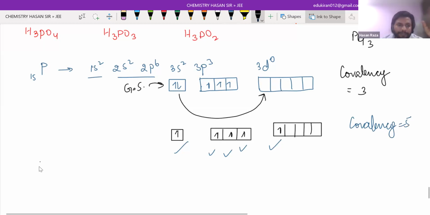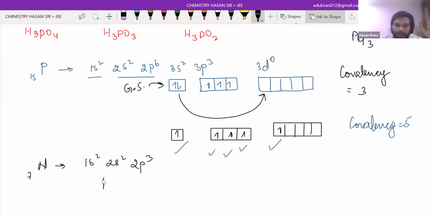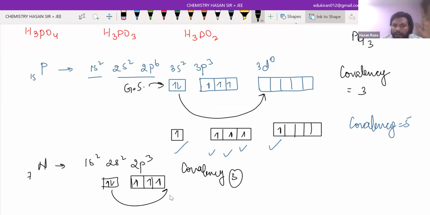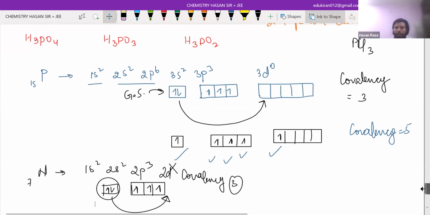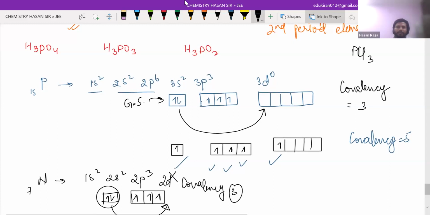Why? You can see nitrogen has 7, so 1s2, 2s2, 2p3. So this will be as it is. If it forms only covalent bonds, the covalency will be 3. You cannot excite this because there is no 2d. 2d is absent here. So it can make 4 bonds only because of the coordinate bond. Are you getting my point? Yes, sir.